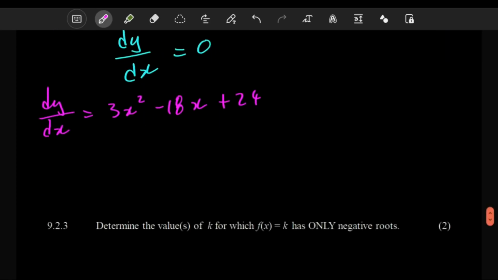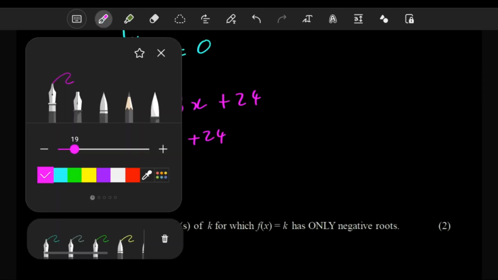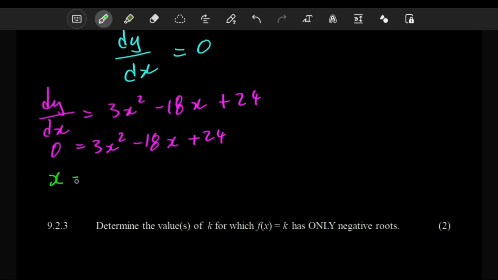Fantastic. And then we're going to make this a 0. This is like 3x squared minus 18x plus 24. So here, we're going to need to solve for x, you see. We can just do that using the quadratic formula.